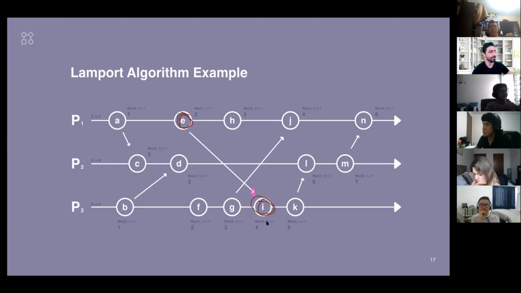Because you are taking E and G: 2 of E and 3 of G. So which one of these is the maximum value? It's 3, and 3 plus 1, wait, sorry, it's 4.